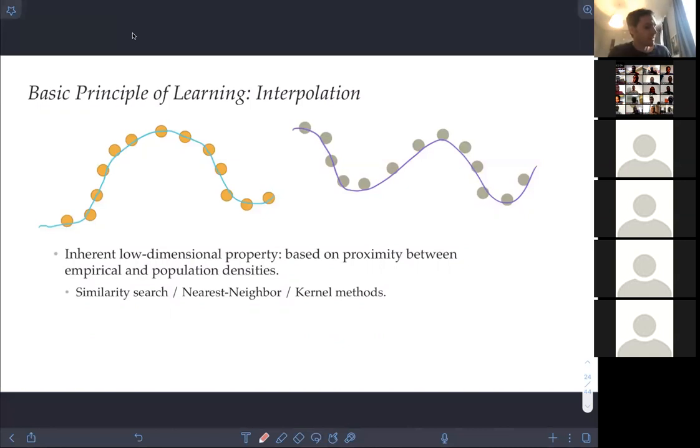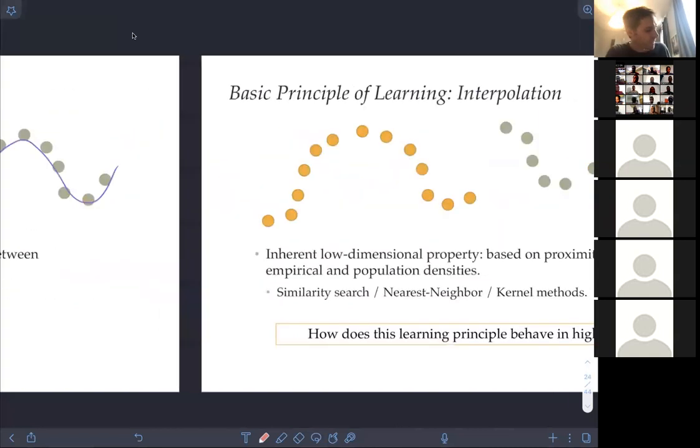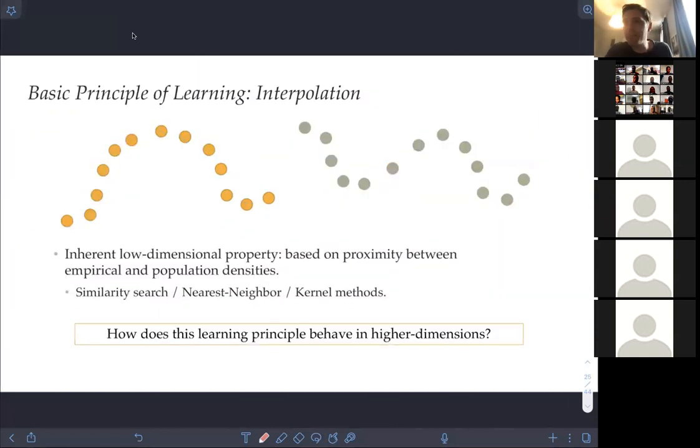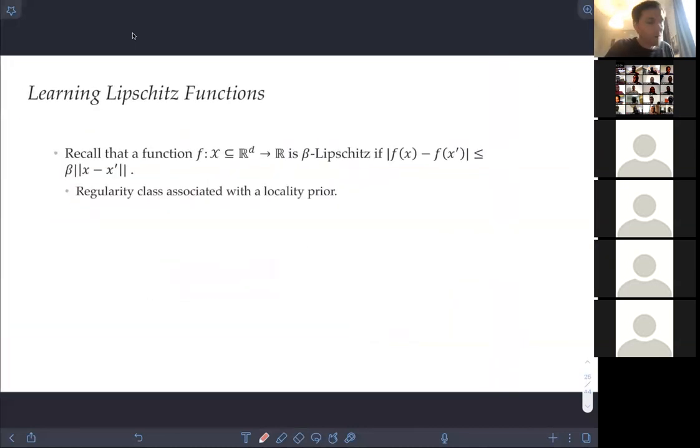The problem, of course, is that this principle of learning, by finding patterns and things that are similar, suffers quite a lot in high dimensions. I will try to give you a hint of why this problem becomes complicated by just focusing on what we call Lipschitz functions.